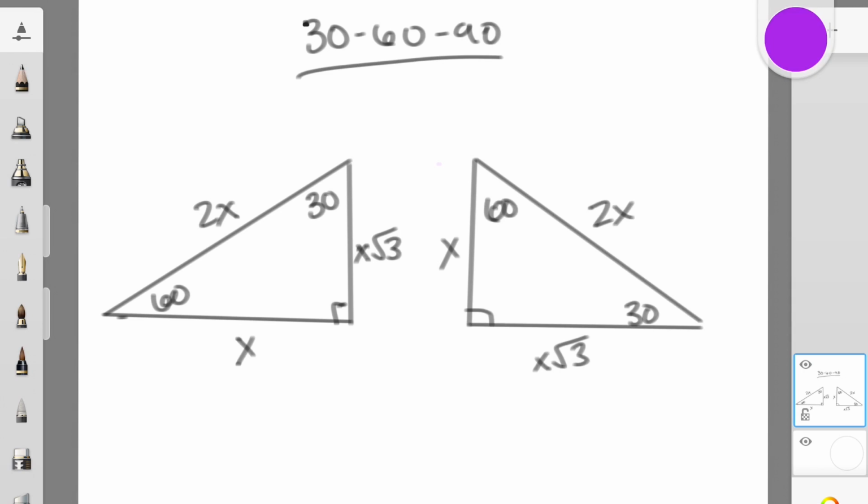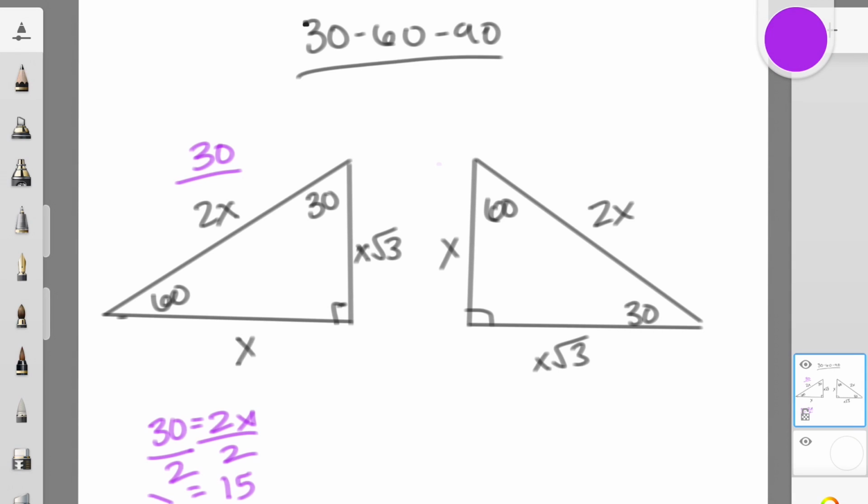The first example says the side across 90 is 30. So the side across 90 is 2x, so you're going to set up an equation for them. 2x equals 30. You'll divide 2 on both sides to isolate the x and get x equals 15. Now plug in the 15 for all the x's in the formula. So across 30 would be x equals 15, and across 60 would be 15 square root of 3.